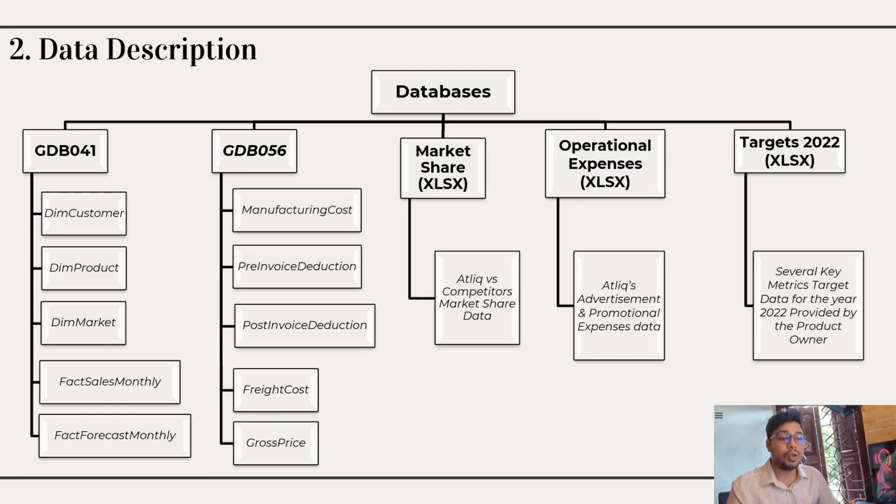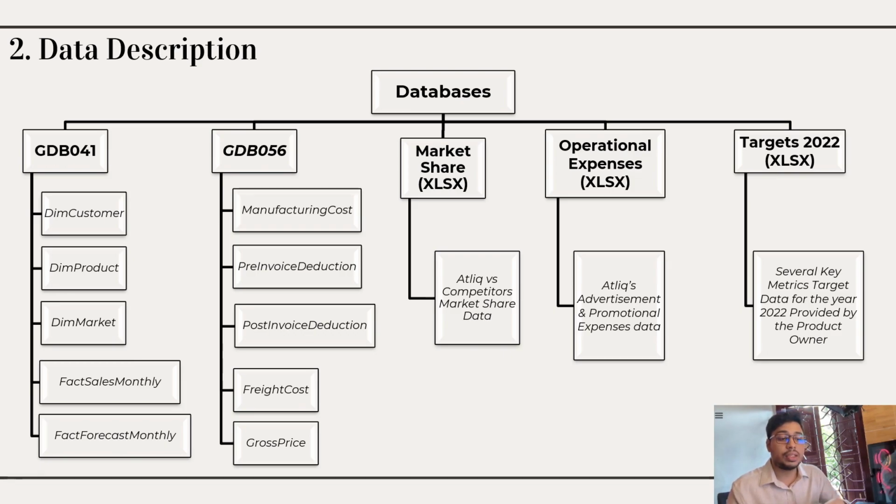And at the DIM market table, we get the information about the region in which Atlic is selling their products, and the region is separated by different countries or markets, different country codes, etc. So the DIM tables are the dimension tables. They have unique information about their unique customers, unique products, and unique markets.